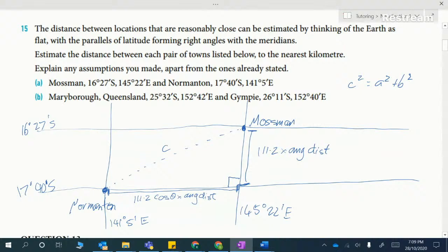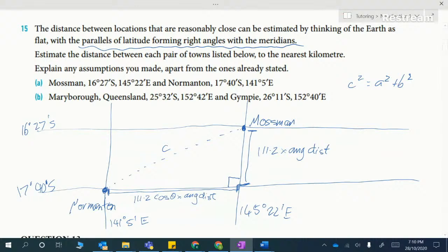Now, it is not a valid solution. It's not an accurate solution because, as it says in the question, the parallels of latitude form right angles with meridians. They don't.